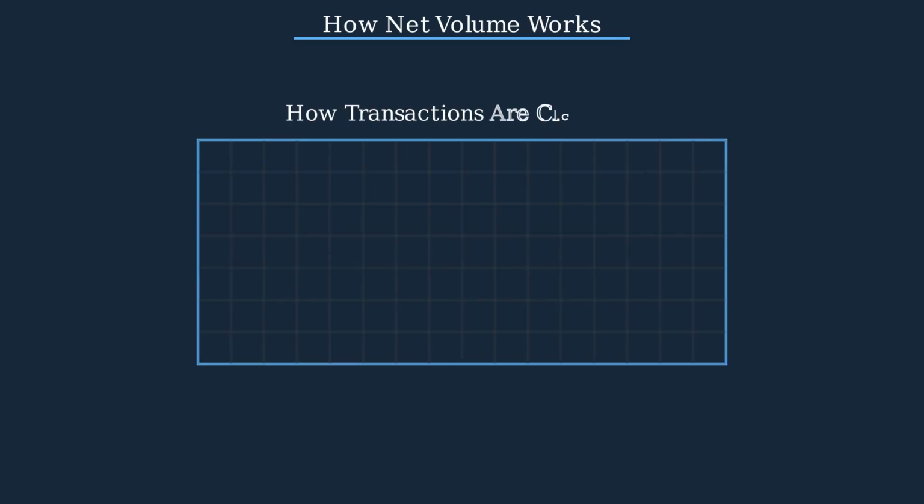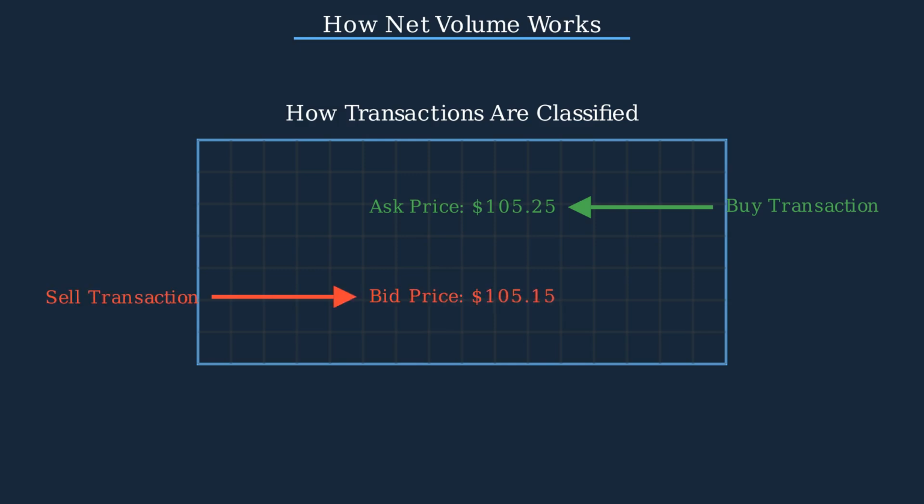Trading volume is classified as buying or selling based on whether transactions occur at the bid or ask price. Trades executed at the ask price are considered buying volume, as buyers are willing to pay the higher ask price to acquire shares. Conversely, trades at the bid price are considered selling volume, as sellers are accepting the lower bid price to sell their shares.